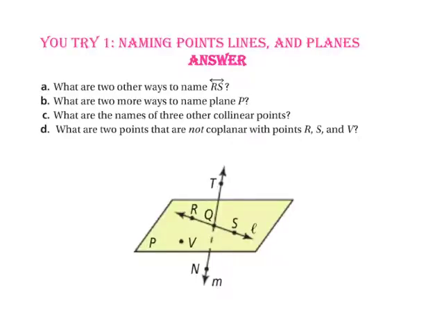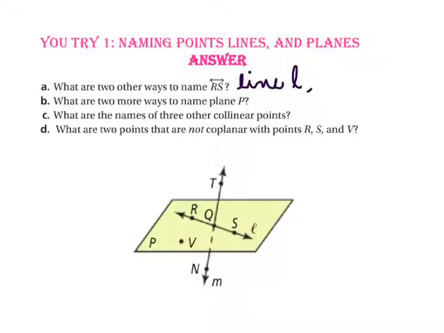Okay, I hope you paused the video because I'm about to give you the answers. So looking at part A, they want to know what are 2 other ways to name line RS. Again, here's point R, here's point S, so this is line RS. Remember, we can use a lowercase letter next to the line, so we'll call this line L.